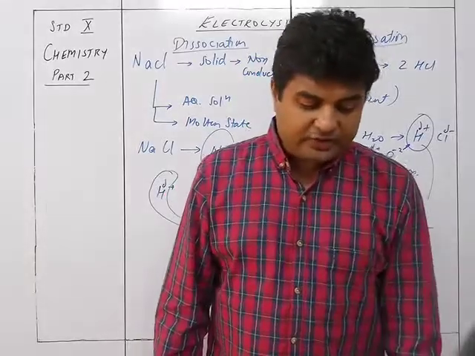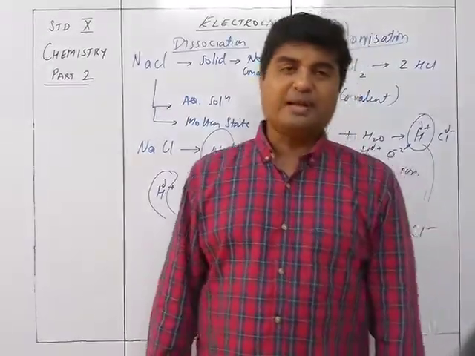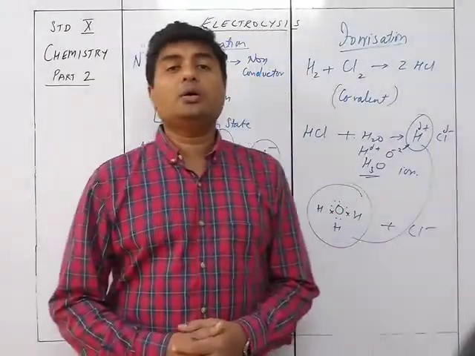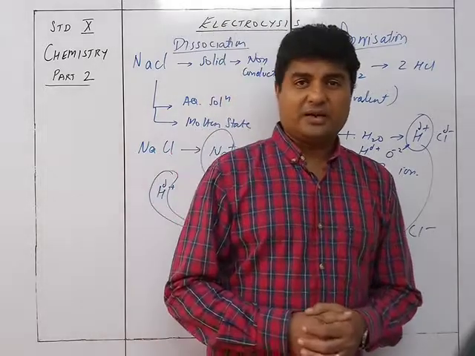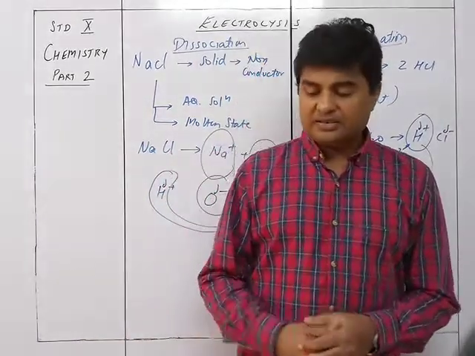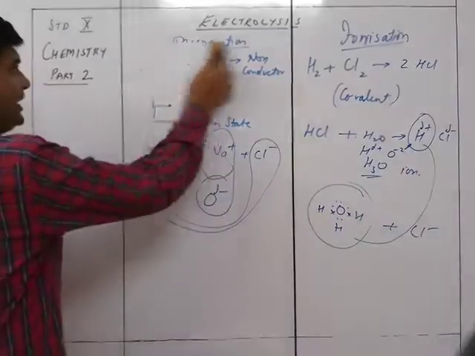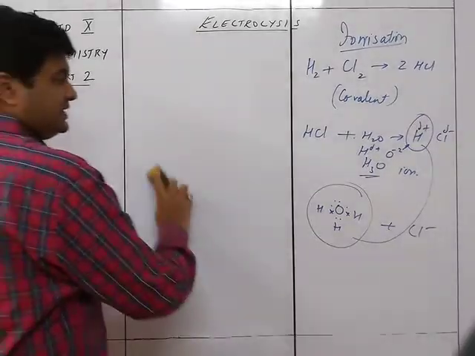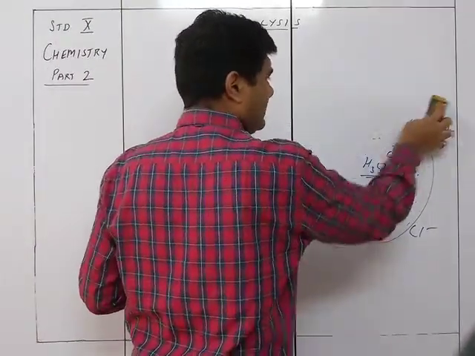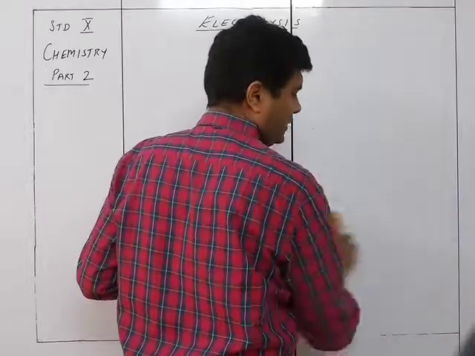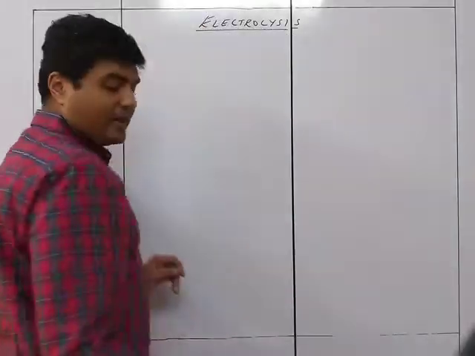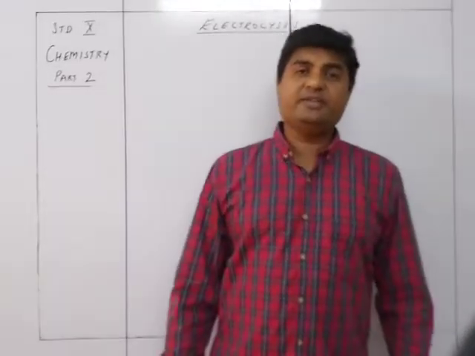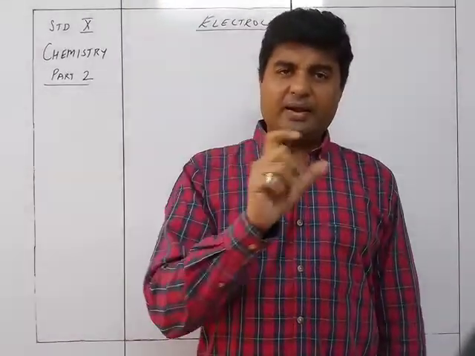We now see the next part of the chapter, the electrochemical series. I told you earlier that there is a reactivity series in case of metals. There is also an electrochemical series in case of electrolysis. So for electrolysis, they have made an electrochemical series. The electrochemical series is there for anions as well as cations, but the reactivity series is only for the metals. That's the main difference between the two.